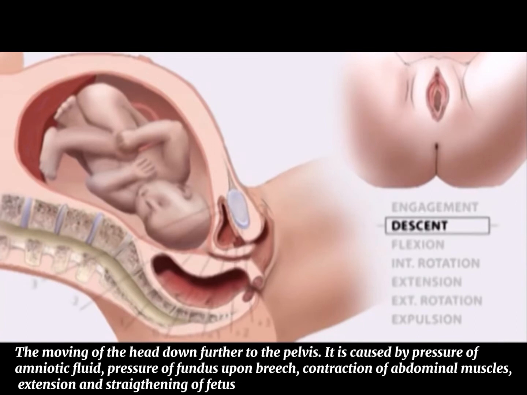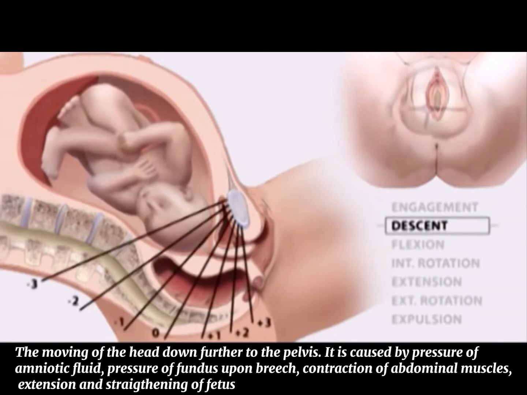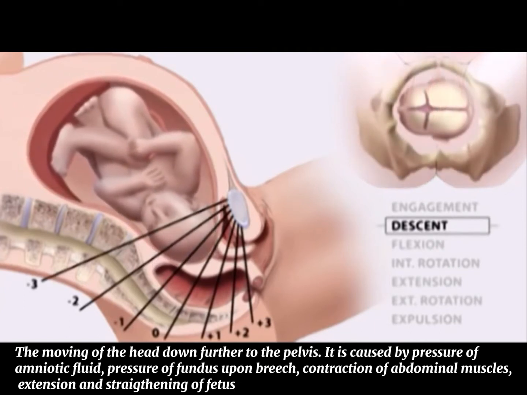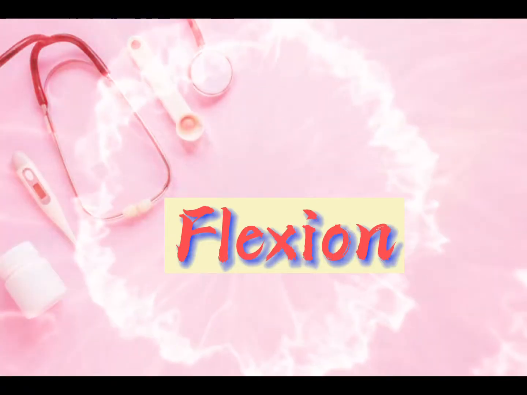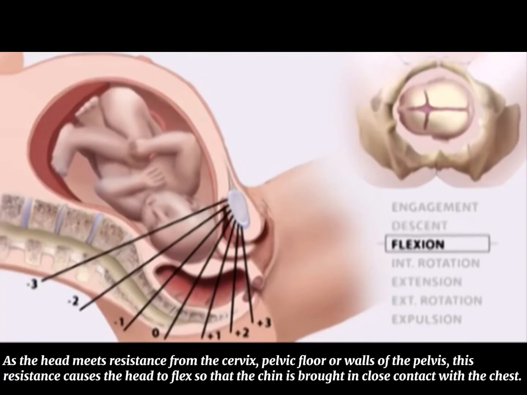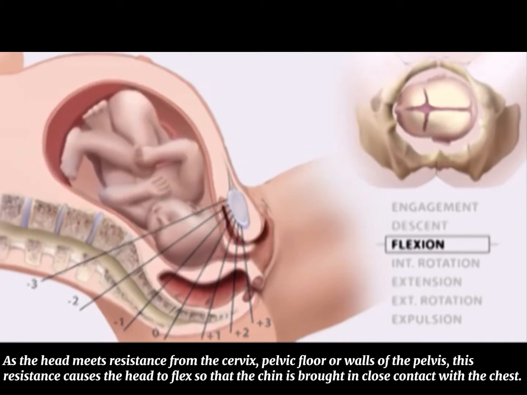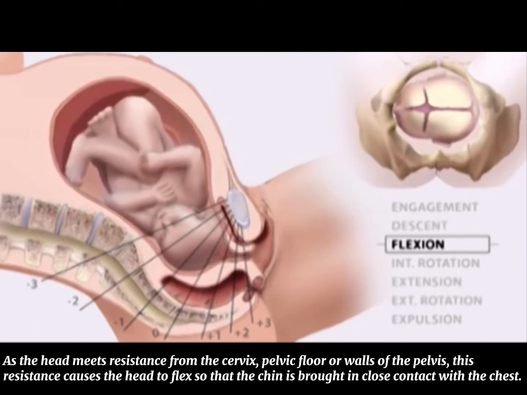It is caused by pressure of amniotic fluid, pressure of fundus upon breech, contraction of abdominal muscles, extension and strengthening of fetus. Flexion: as the head meets resistance from the cervix, pelvic floor or walls of the pelvis, this resistance causes the head to flex so that the chin is brought in close contact with the chest.